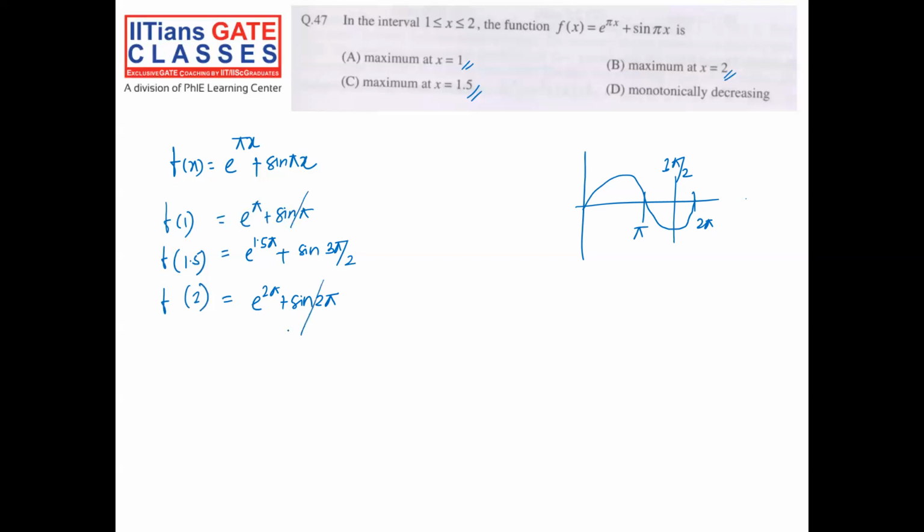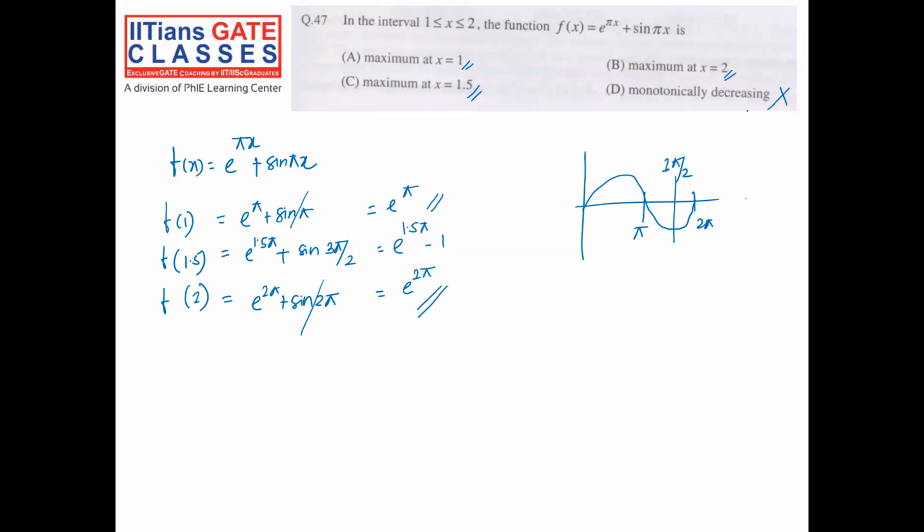This is again ending as a 0 value, and this is minus 1. So it is e to the power pi, e to the power 1.5 pi minus 1, and here it is e to the power 2 pi. First of all, this value is greater than the first value, correct? The third value is greater than the first value. So option D is wrong in this case.